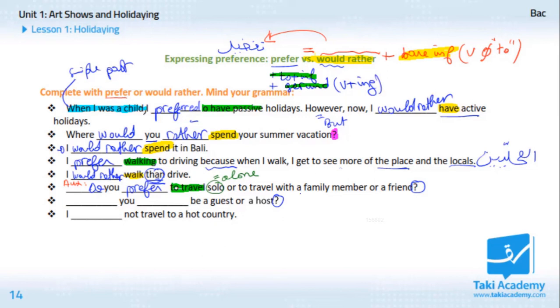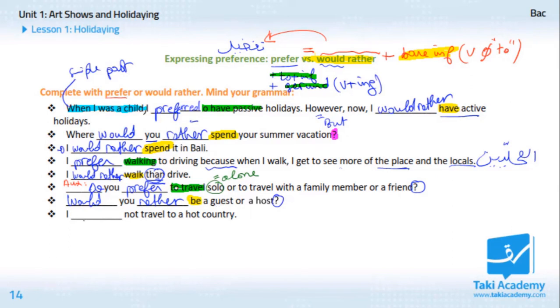Would you be a guest or a host? We have seen the meaning of guest and host. Here I have be. This is the bare infinitive, so it's be without to. Then I should write would. Would you rather be a guest or a host? I'd rather be a host, or I'd rather be a guest.